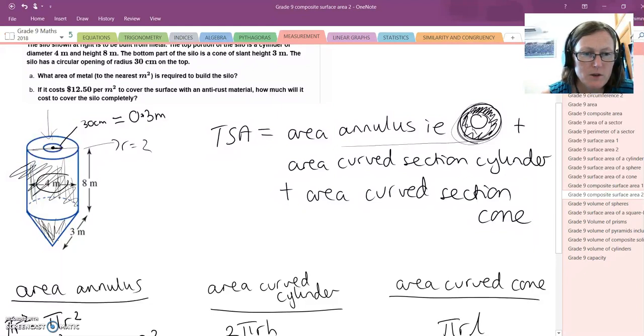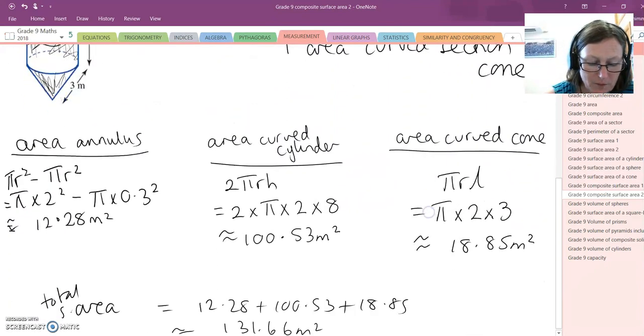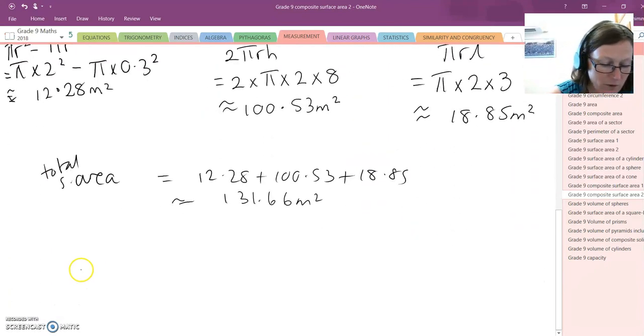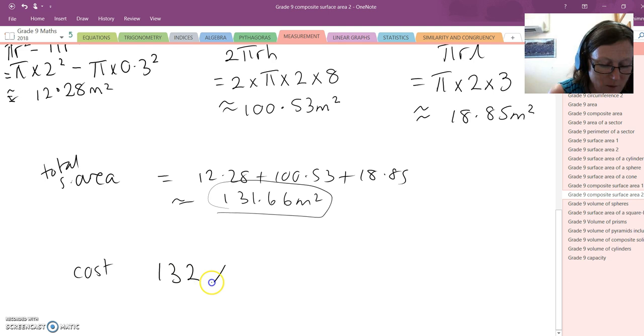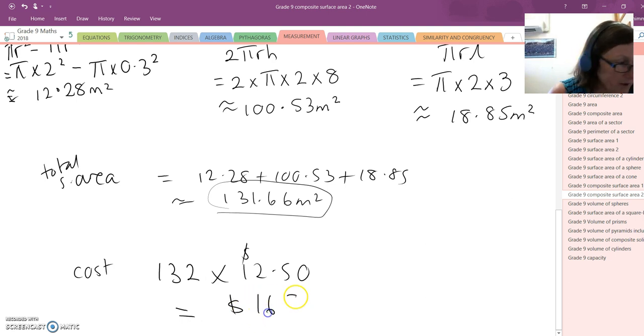The second part of the question says it costs $12.50 per metre squared to cover it. So how much will it cost us if it's $12.50 per metre squared? So what we do for the cost, let's round that to the nearest metre, it's 132 metres, and we times that by $12.50 because that's the cost per metre. So that would cost us, if we were wanting to do that, $1,650.